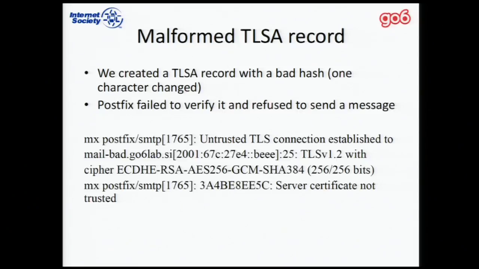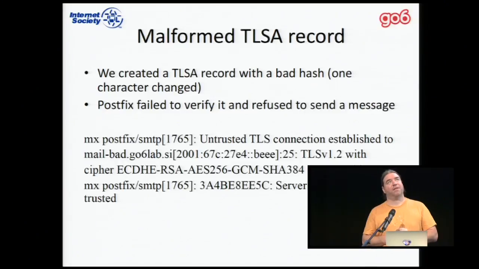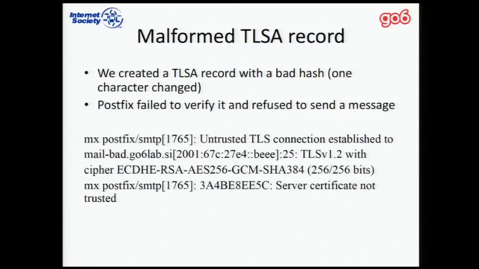Okay, then I got these results, and then I got bored again in my life. I was like, okay, what can I do now? Let's push DANE a little further to the far end of capabilities and see if it breaks. That's what we do. So I on purpose created a malformed TLSA record and just changed one character in the hash. And of course, Postfix failed to verify it and refused to send a message. So actually, it did not send a message. And that is a good thing. That's good behavior.